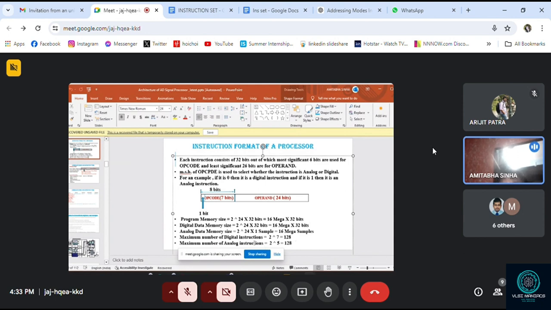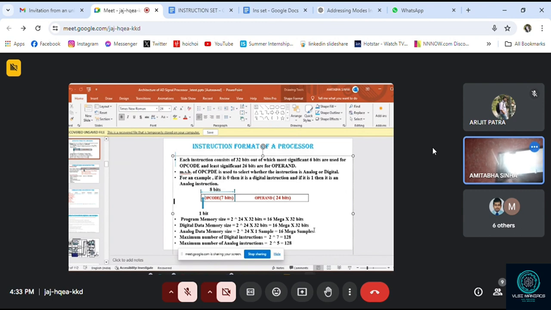And what will the analog memory size be? Analog data is not stored in bit form. It will be stored in sample form. So analog data memory will have 2 to the power 24 locations, each holding one sample. That means 16 mega samples.